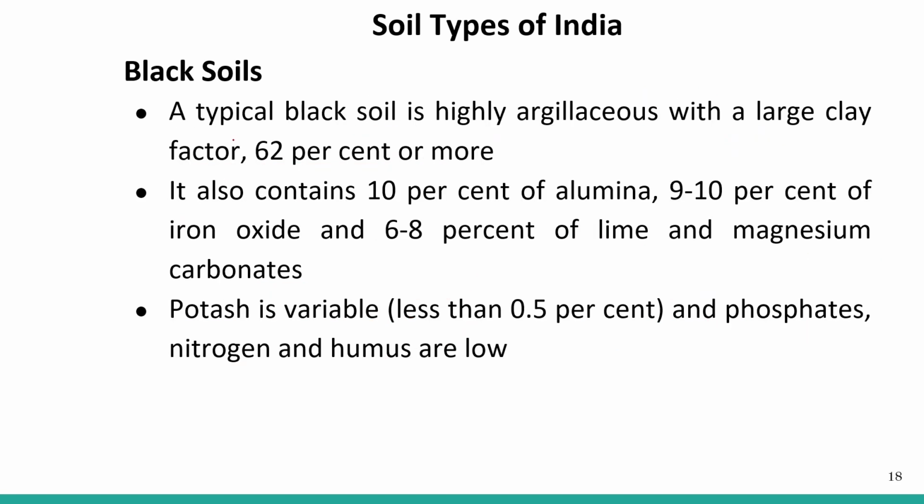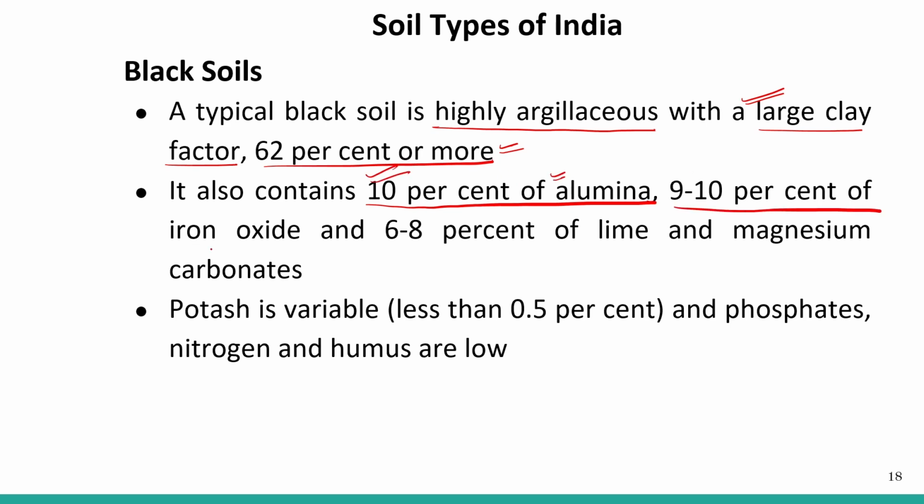A typical black soil is highly argillaceous with a large clay fraction, that is 62% or more. So this black soil has a large amount of clay. It also contains 10% alumina, very important. It has 9 to 10% iron oxide, so this black soil also contains lots of iron.